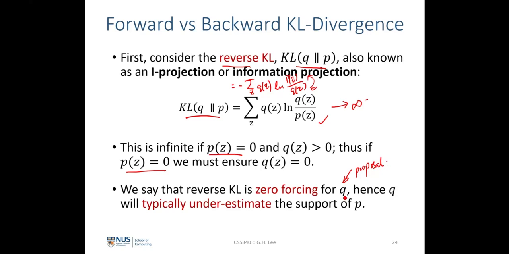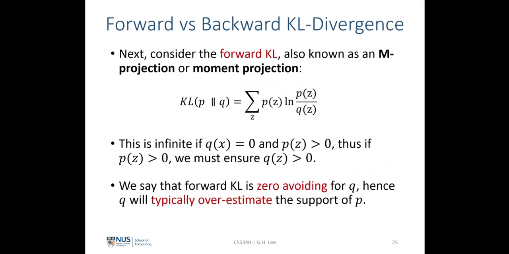This means that in the regions where the target distribution is 0 or is taking a very low value, the end result of minimizing these terms will be that the proposal distribution will also take a similarly low value, or it must also tend to 0. Hence, the term 0 forcing for q. We'll also see an example that this will typically underestimate the support of the target distribution.